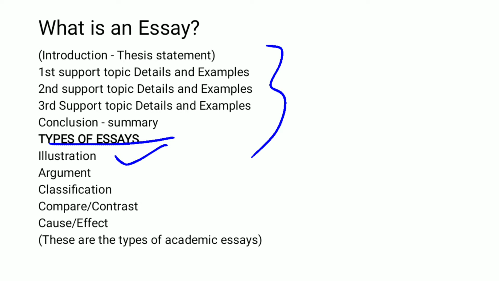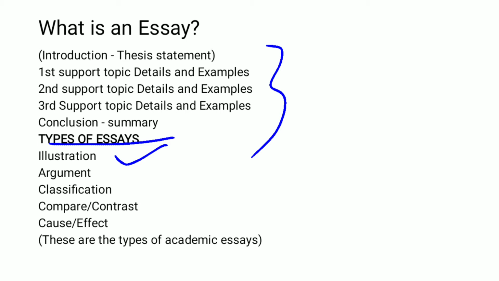Then comes compare and contrast. Compare and contrast is a type of essay that shows the similarities between two things or the differences between two things. In this type of essay, the body paragraphs will be about the similarities or differences. And finally, the cause and effect. Cause and effect will describe the causes of something or the effects of something.